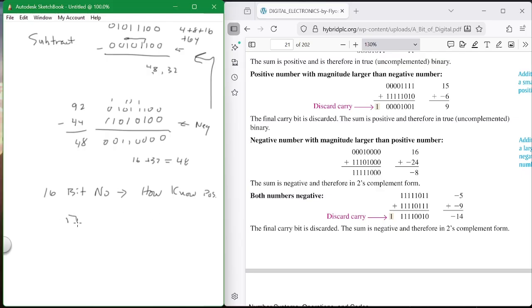Look at the leftmost bit. If it's a 1, it's a negative. If it's a 0, it's a positive. Any questions about that? What about a 32-bit integer?